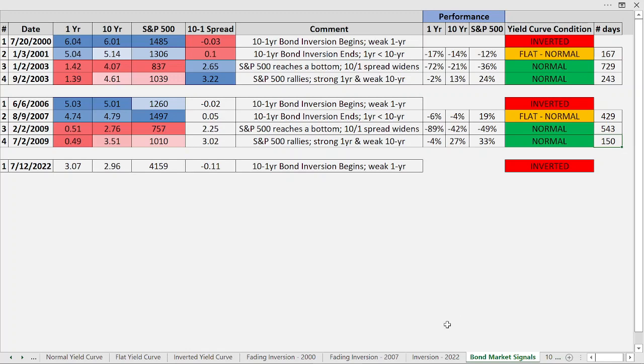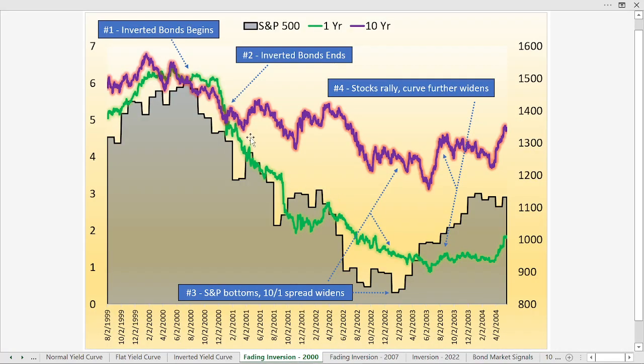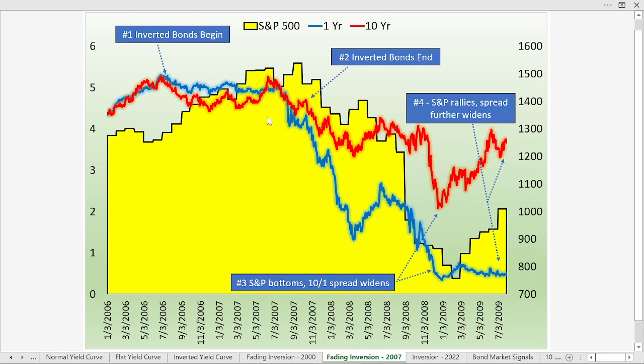Now, present day. Remember in the past, we had the inverted bond yield ends, and then we see the spreads widen and widen further. But both yields are declining, especially the 1-year bond. In 2007, it's the same pattern. The inversion ends, and then both lines are declining, but especially the 1-year. It's the same pattern.